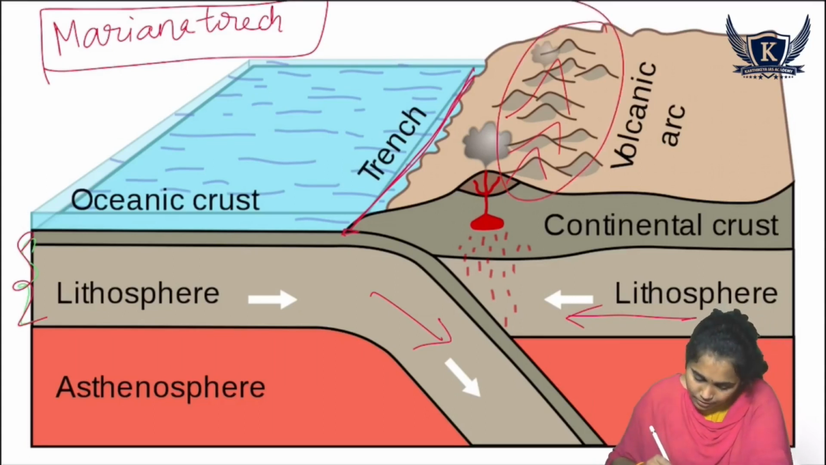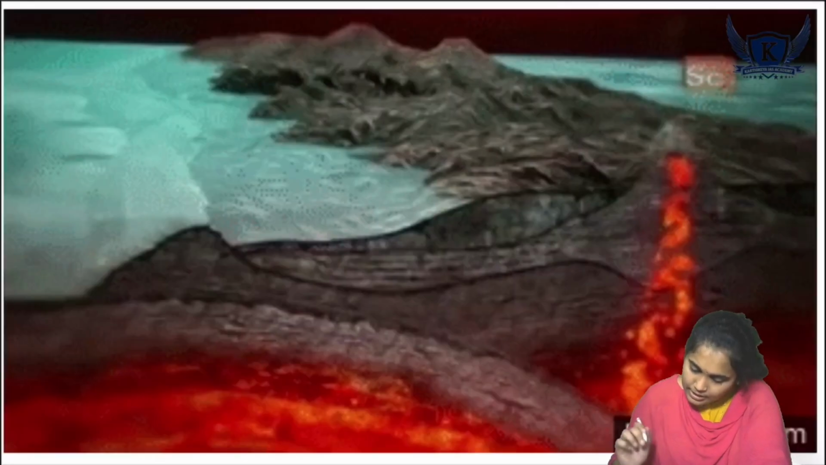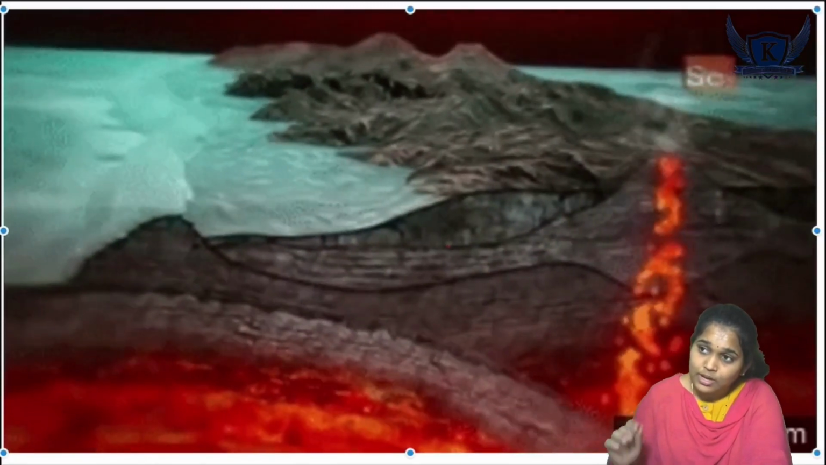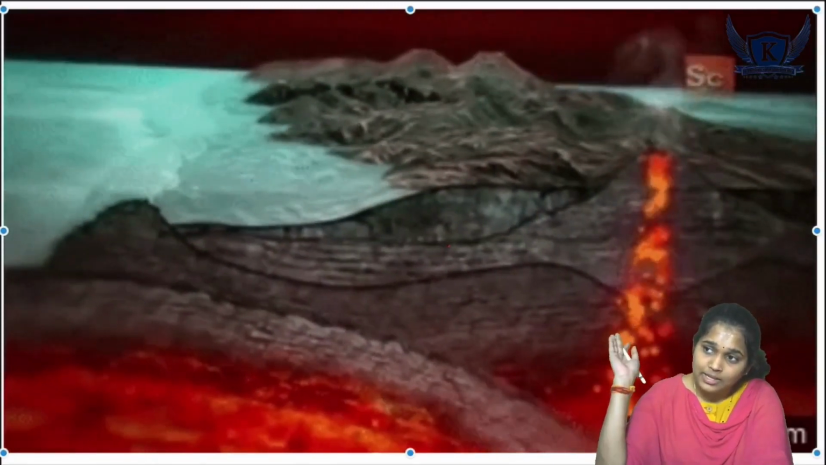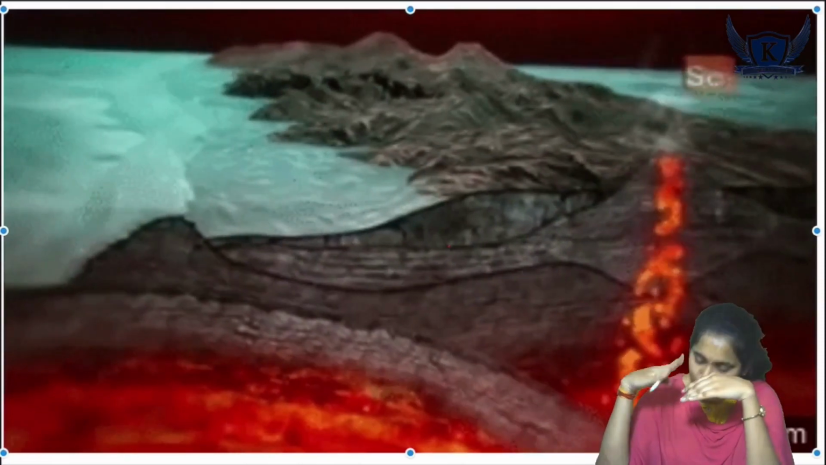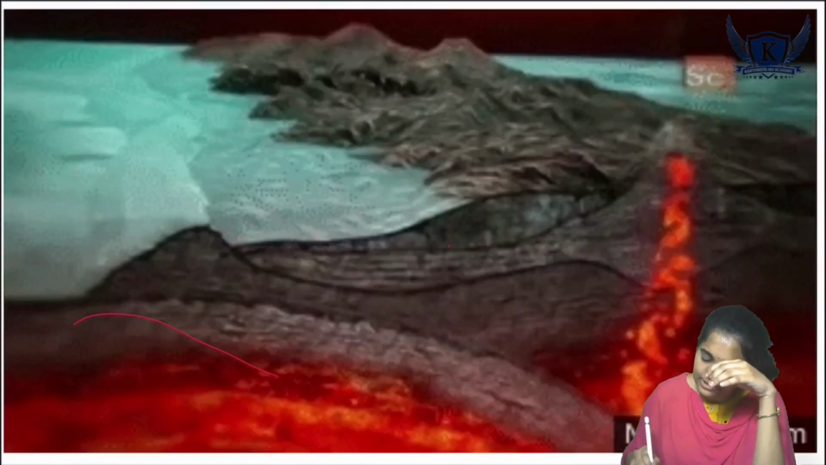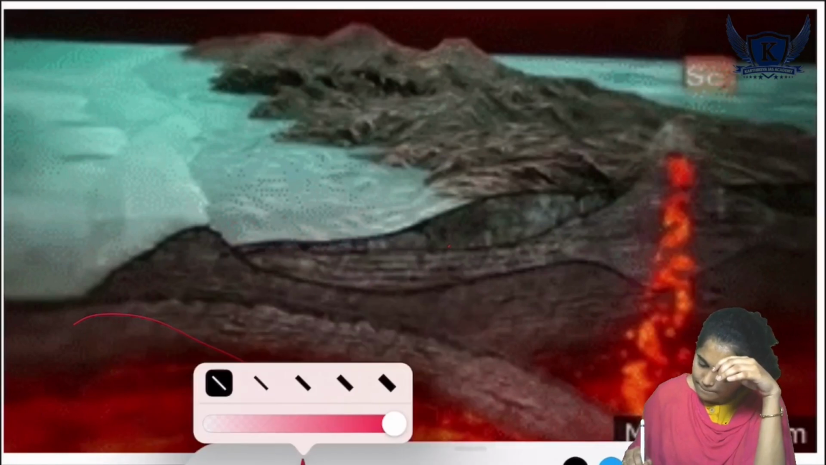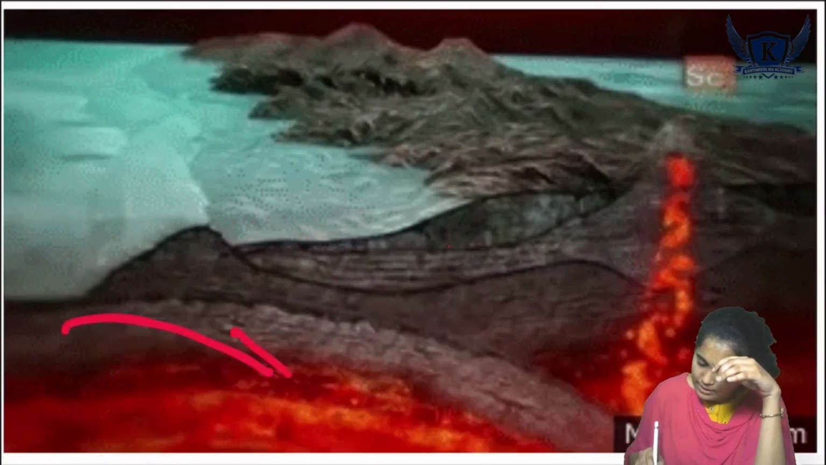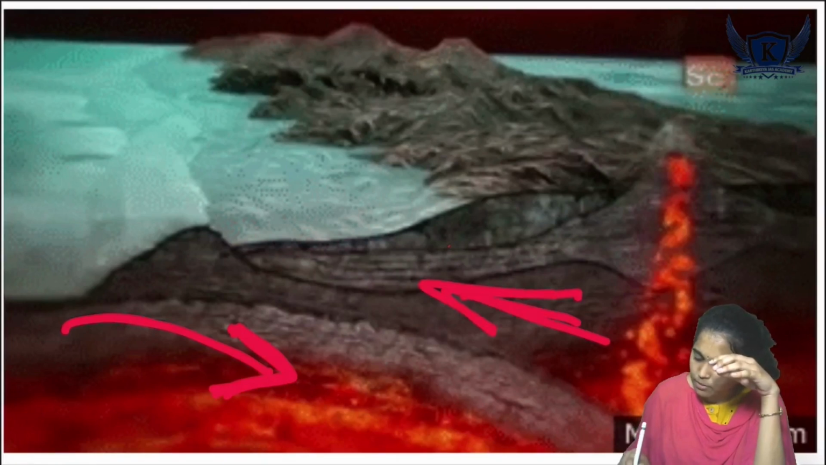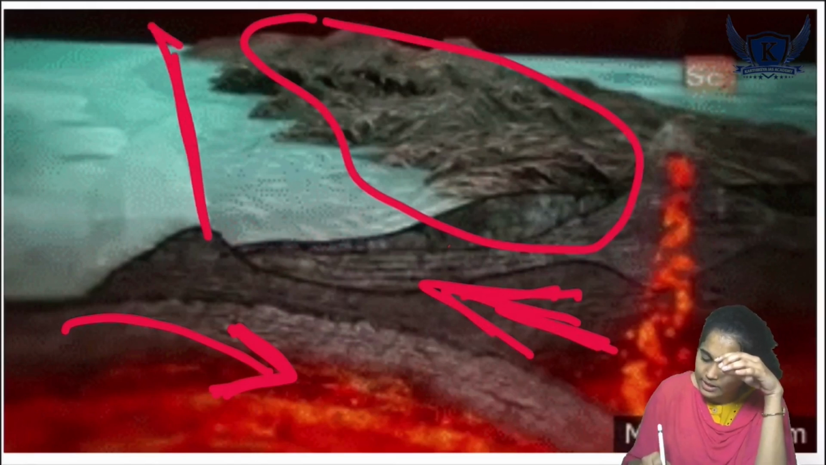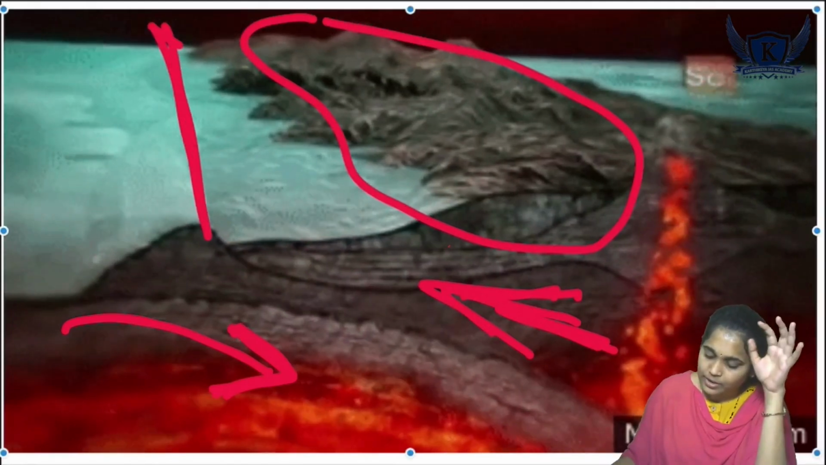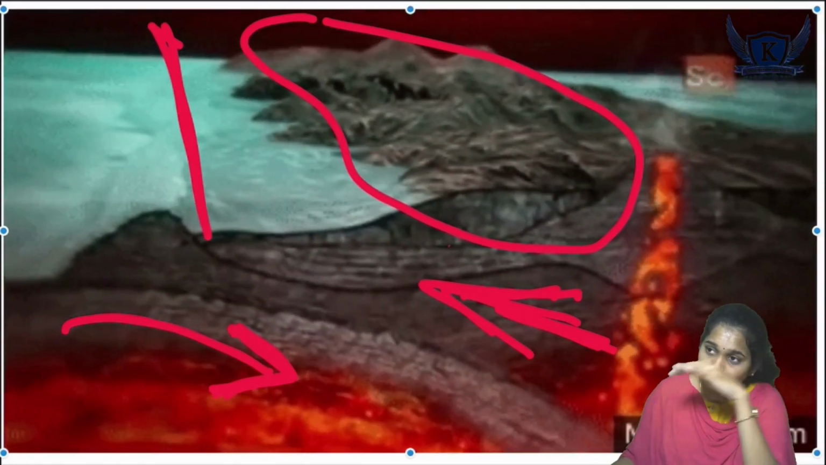And if you observe, this is how a convergence phenomenon takes place. See, this part is converging and this part is moving above. It means it is the denser plate, and the lighter plate is going above. So both together were forming these mountain ranges and trenches here. If you observe the video again, one plate is going down, one plate is going up.